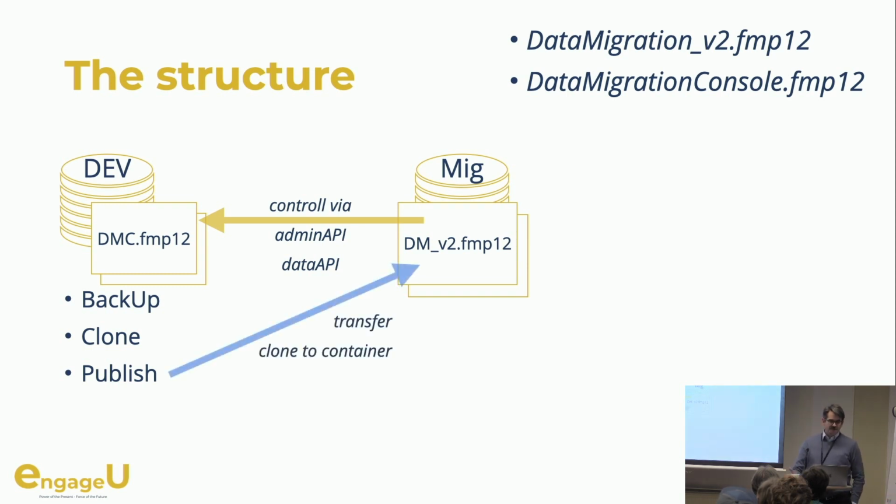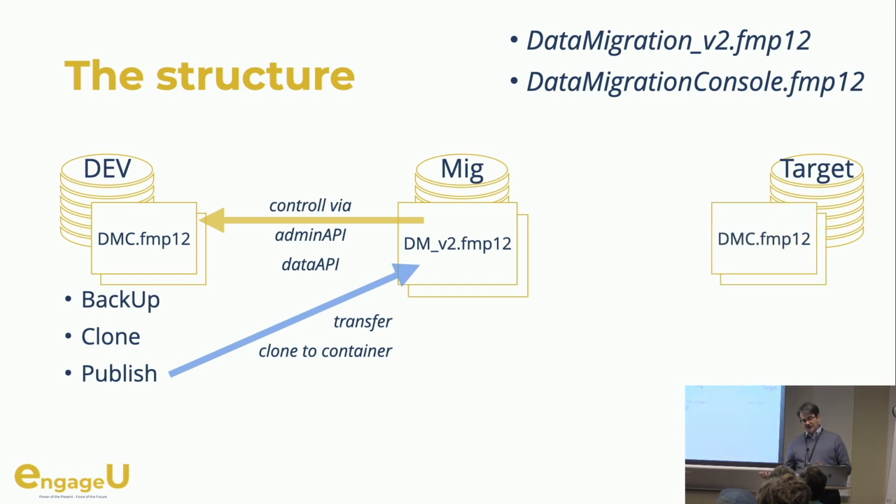We also publish via the data API, meaning we are waiting for the backup to be finished, and then we read the file that is on the hard drive of the development server. We encode it base 64 and we give it back to the migration server, and then put it in a container field there, so we have the exact file for later reference.